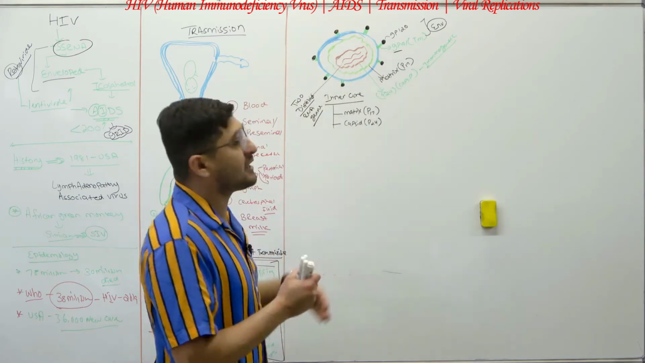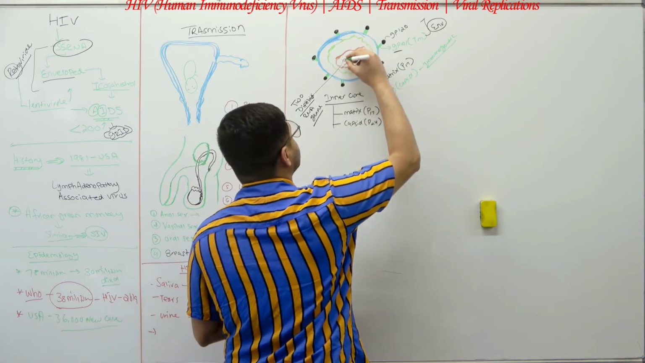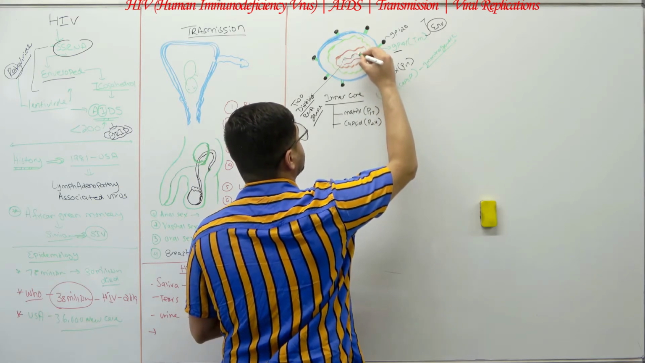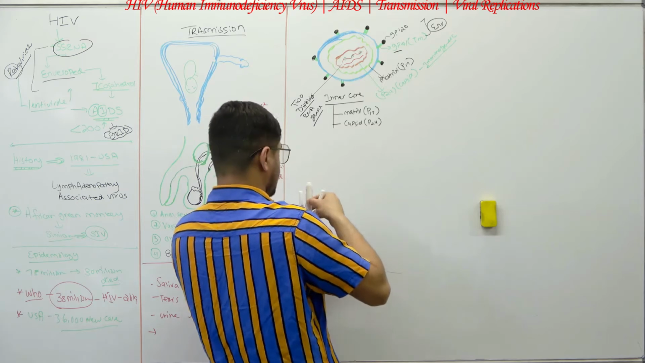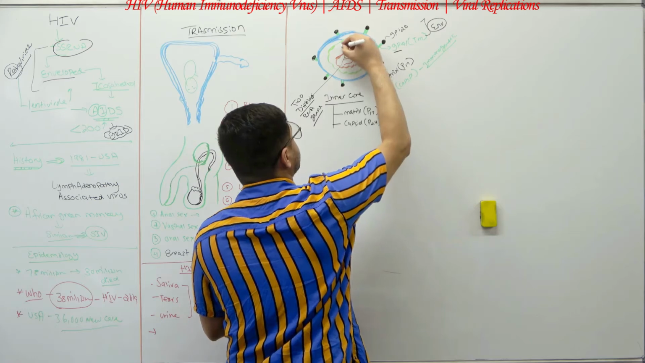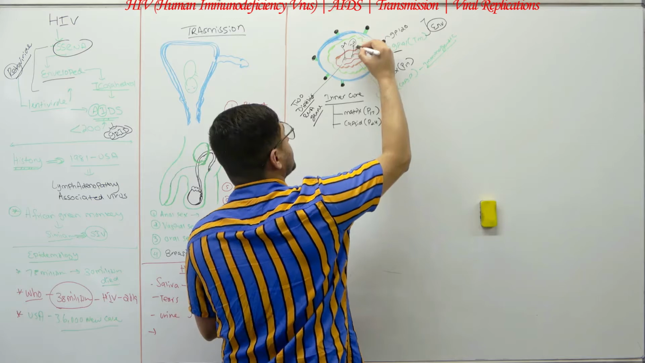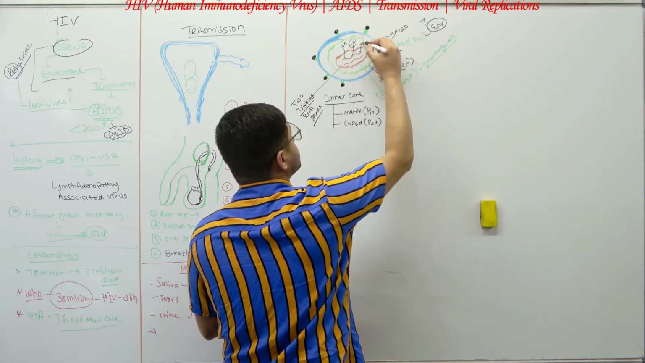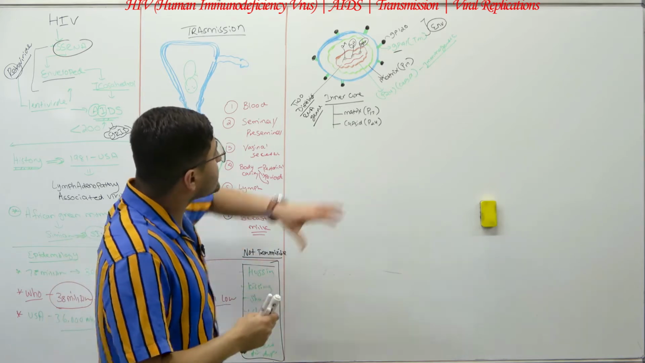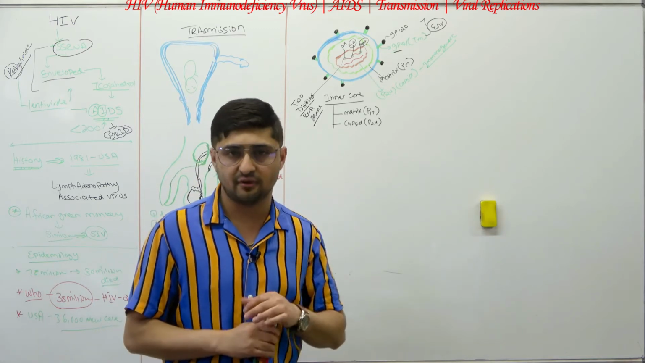And this is where they have all those enzymes. Let me write down here: 1, 2, 3. Inside there, they have this enzyme called reverse transcriptase. We'll talk about this. It has this integrase here, and it also has a protease. It has these different enzymes there. So these are the general structures of your HIV virus.